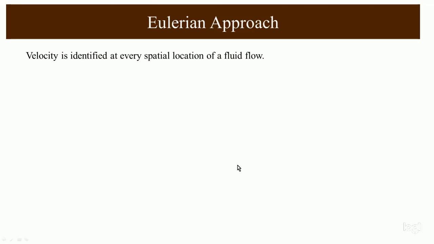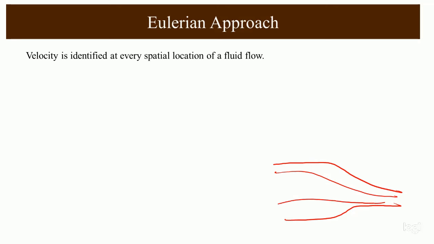In the Eulerian approach, velocity is identified at every spatial location. How does it imply? See, if I have a particular nozzle, another nozzle we will say, here we know the velocity. A particle may go like this, a particle may go in this fashion. Here we are not worried about the individual particle. We measure velocity at a particular point. So here, observe, velocity is specified.